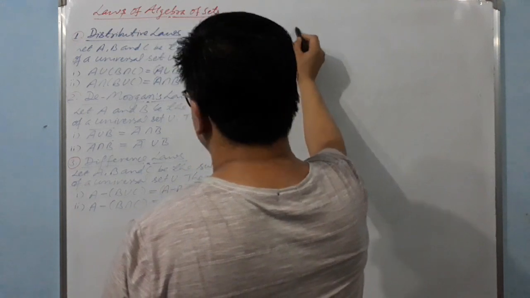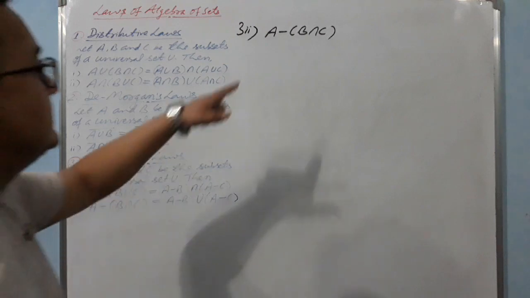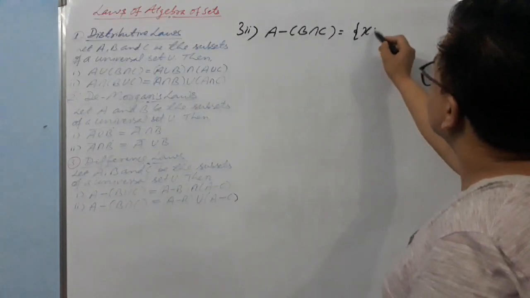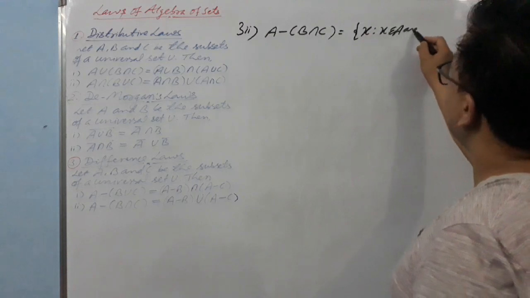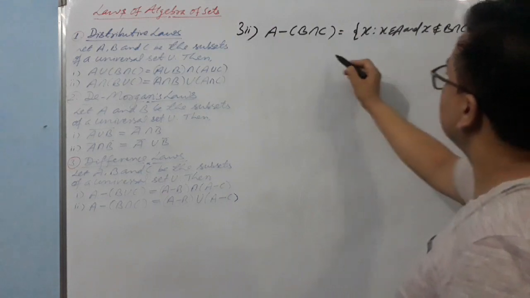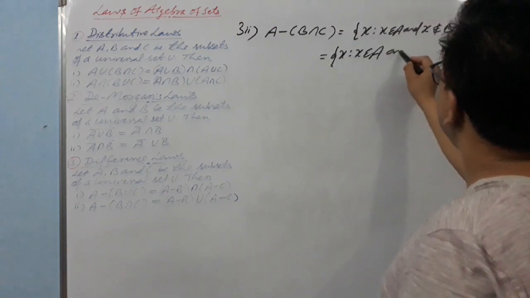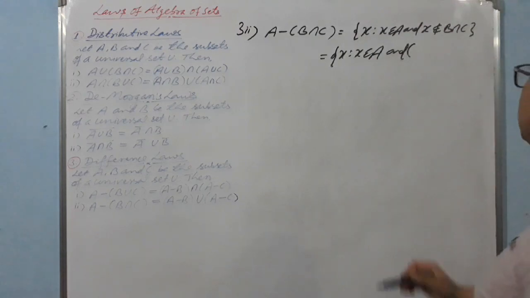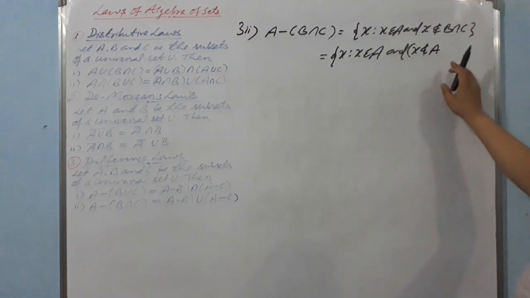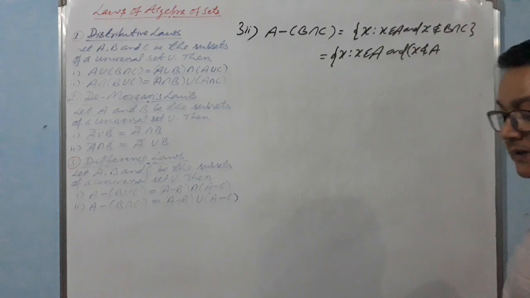The left hand side of the second part of question number three I have written here is equal to {x such that x belongs to A and, by the definition of difference, x does not belong to B intersection C}. So it is equal to {x such that x belongs to A and, using a small bracket, x does not belong to B intersection C}. Students make a mistake at this point.